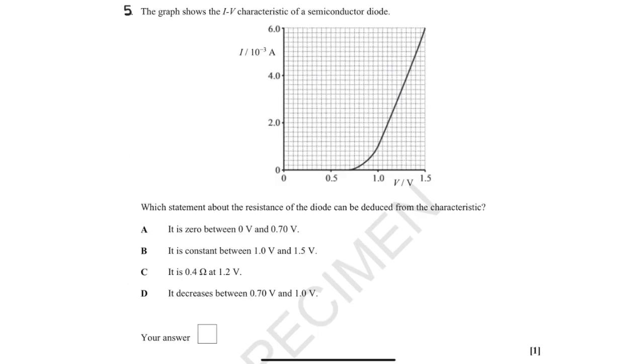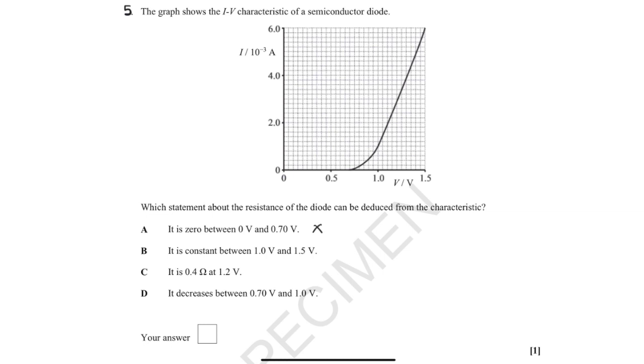Question number 5 says that the graph of the semiconducting diode is shown below, the IV characteristic, and which statement about the resistance of the diode can be deduced from this characteristic? It says A, it is 0 between 0 volts to 0.7 volts. No, the resistance is quite high, up to 0.7 volts, so A is out.